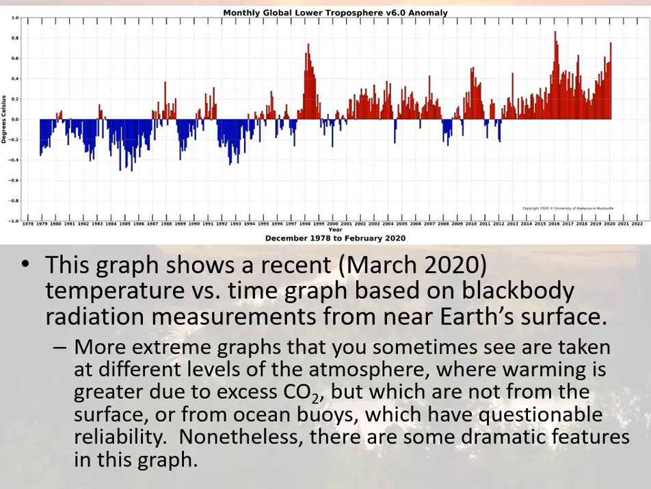That's important because a lot of what you come across that shows very strong temperature departures from normal and stuff like that are based on other measurements. For example, temperatures in the upper atmosphere, or temperatures according to ocean buoys, which themselves are not considered to be very reliable. And that's the type of thing to keep in mind, but this is just direct black body temperature measurements.